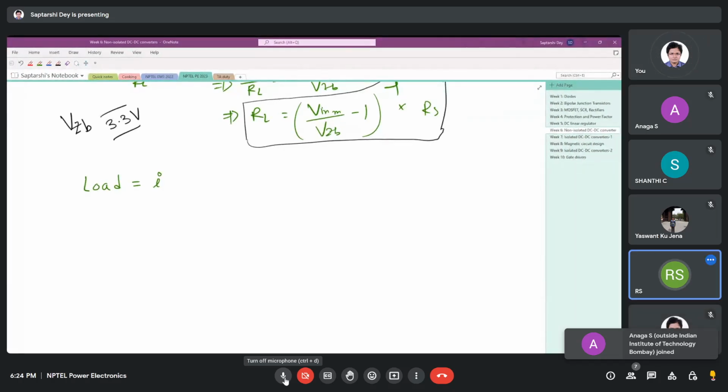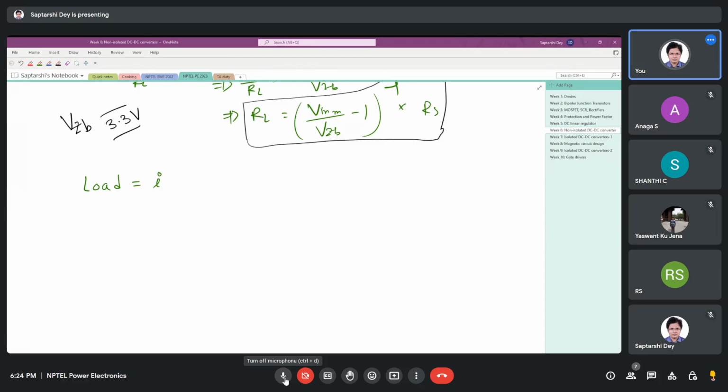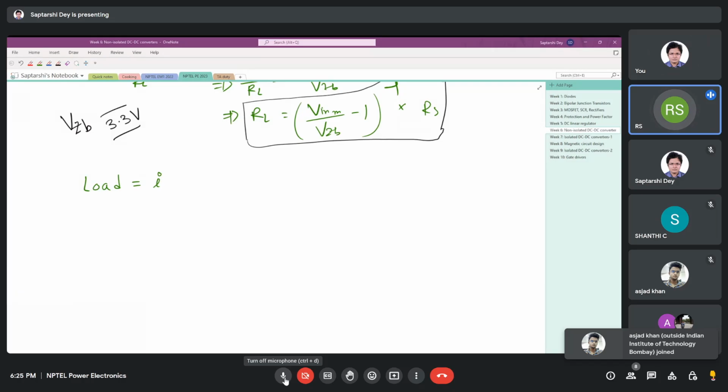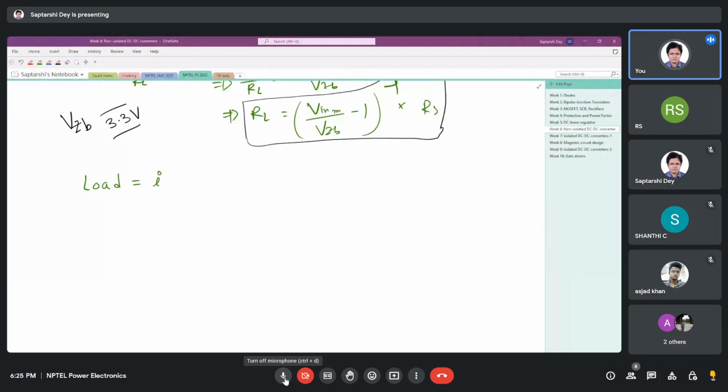Wait. Where is the current source? There is an application, or do you remember in which lecture it was? I think it is an application of the shunt regulator. The shunt regulator. Yes, sir.